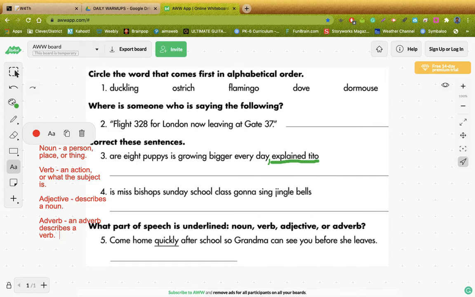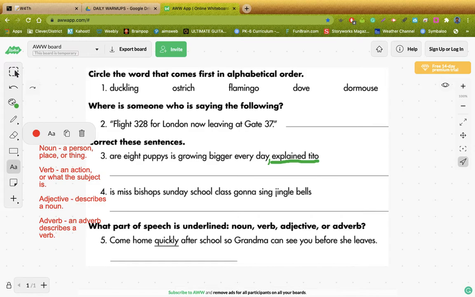A verb is an action or what the subject is, because sometimes in sentences there isn't an action. Like if I said, Annie is nice. There's no action there. The verb would be is. It's kind of weird, I know. Adjectives describe nouns, like the crystal clear lake. Crystal and clear describe the lake. They're words that describe a noun. And lake is a noun because it's a thing. So crystal and clear are describing it.